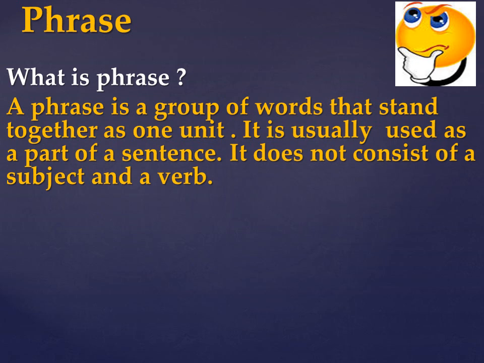A phrase is a group of words that stand together as one unit. It is usually used as a part of a sentence. It doesn't consist of a subject and a verb. Look, there is some information about phrase. What is a phrase? It's a group of words that stand together as one unit. It works as one unit, and it is a part of a sentence, and it doesn't have any subject and any verb.